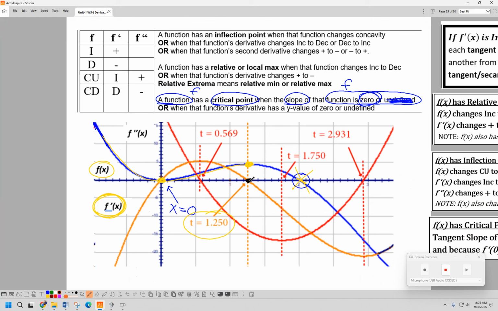But f prime's values are the slopes of f. So if all I could see was f prime, I would still know that at x equal 1.250, f would have a critical point. I am looking at f prime, but I am identifying a critical point on f. Questions?